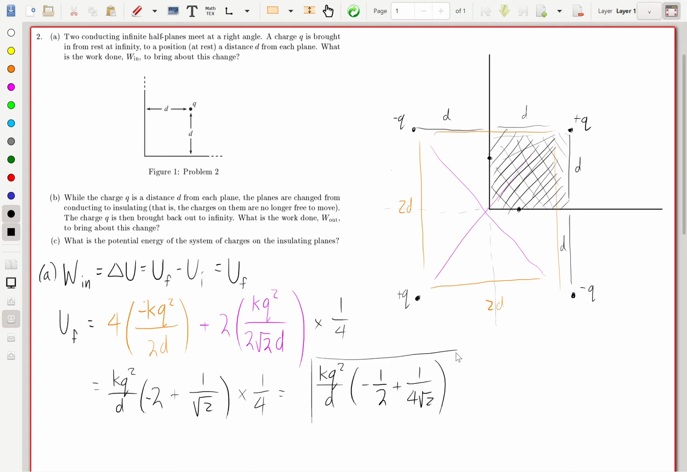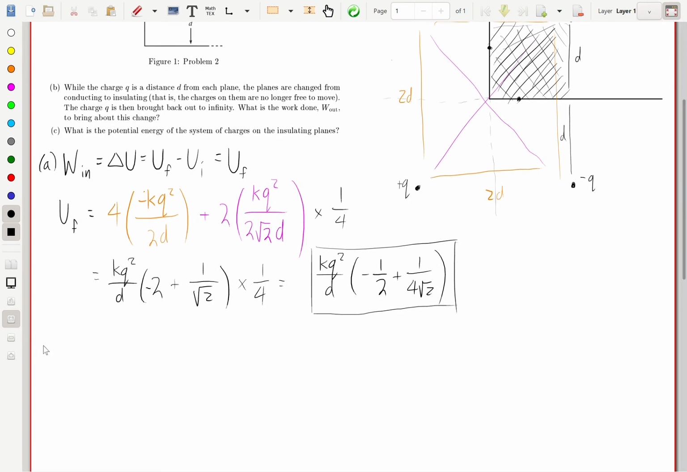Now it makes sense that this answer is negative because there's going to be an electrostatic attraction between the two planes and the charge. So in order to bring this from infinity to its location very slowly, we need to produce a force in the opposite direction of motion.